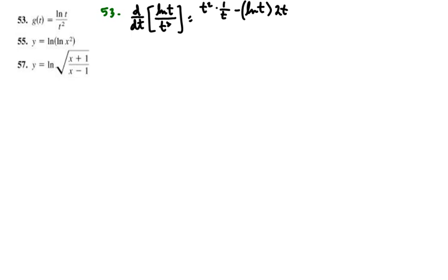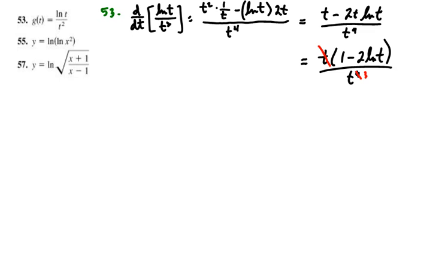So t squared raised to the second power, which is t to the fourth. Alright, so at least you should see that t squared times 1 over t is going to, one of the t's will cancel there, and we'll just get t out of that. Then minus 2t times the natural log of t, and that's all over t to the fourth power. Alright, so again we do have a t in the numerator that we can factor out, and that t will cancel with one of the t's in the denominator, and we'll get 1 minus 2 ln t over t to the third power. Alright, so that's probably the best form to leave it in.